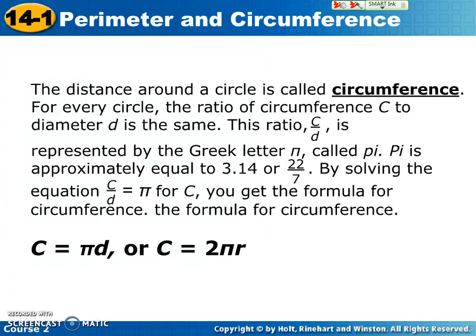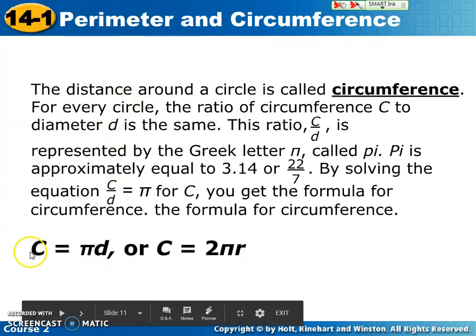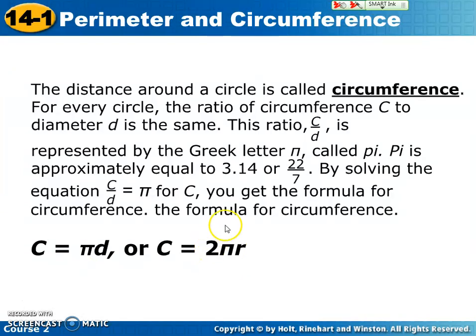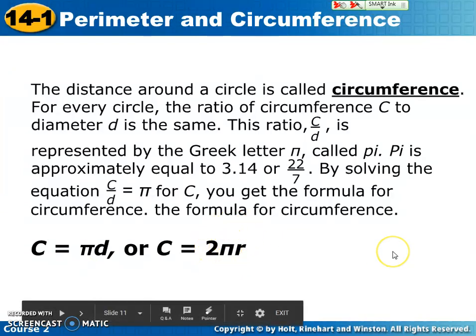There are 2 ways that we find this, right, depending on what we know. If we know the diameter, we're going to use this first formula, circumference equals pi times the diameter. Or if I know the radius, which is halfway, right, from the middle to the outside, we're going to multiply the radius by 2 and then multiply it by pi.